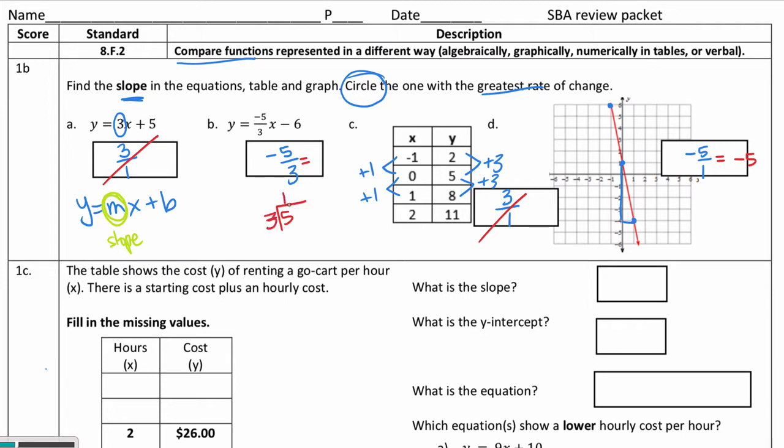3 goes into 5 once. 3 goes into 20 6 times. 18. Already I can tell this is about negative 1.6. That is not greater than negative 5. So that would mean that D, I'm going to circle D, has the greatest rate of change. It's the steepest line. All right, we're going to go on to problem number 2.